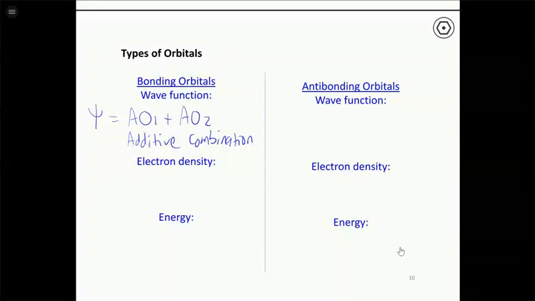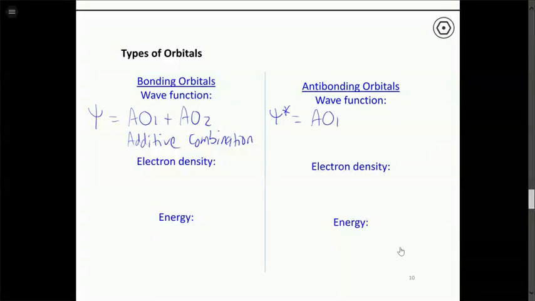Now when we're mixing two atomic orbitals, we can do the additive combination, which is the in-phase combination. Remember, these are wave functions. Or we can do the subtractive combination, which is the out-of-phase combination. So the other one, which is out of phase or subtractive, we call the anti-bonding orbital, and you abbreviate it with a little asterisk, psi star. And that's going to be the subtractive combination of the two, AO1 minus AO2. And we call this the out-of-phase combination.